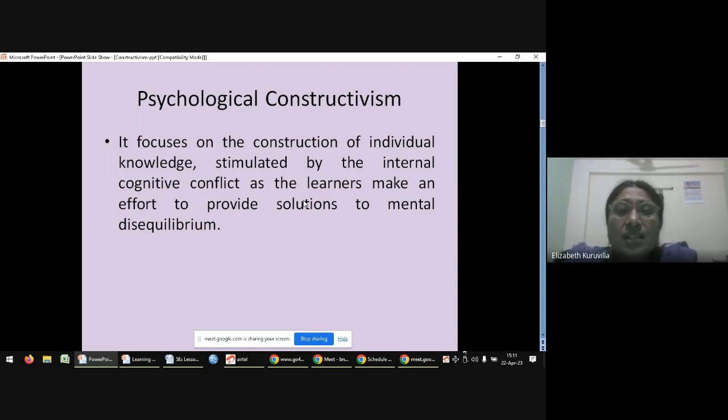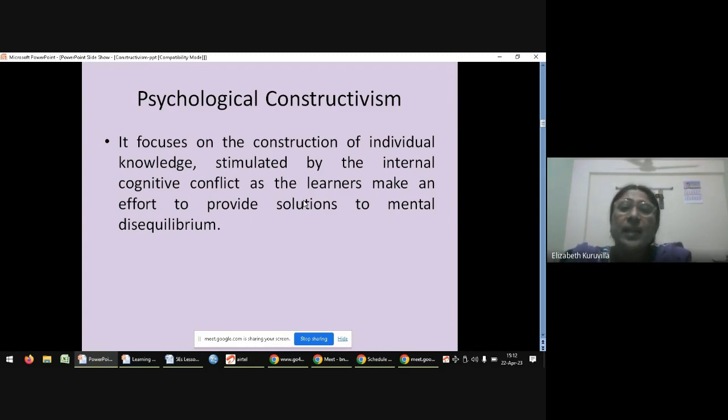Now, my question is, who has propounded this psychological constructivism? Can you tell the psychologist's name? Any of you? There is an internal cognitive conflict. Who stated like that? Ola, can you tell? It was stated by Jean Piaget.